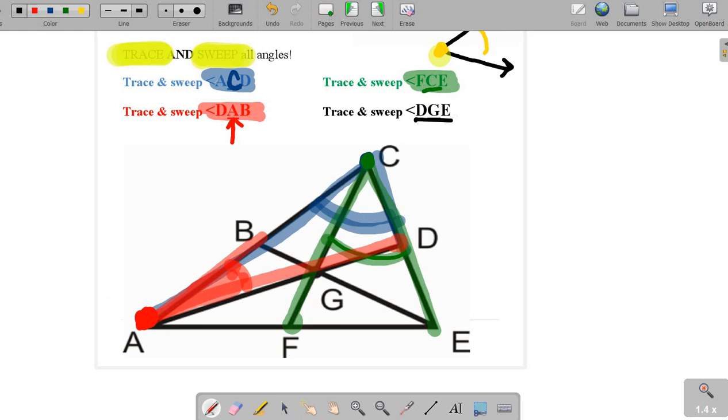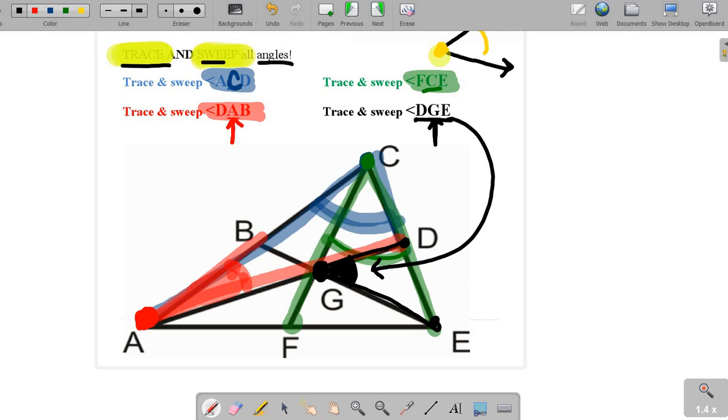Last one, angle DGE. Ready? Start at D, go to G, go to E. Stop, sweep. You always sweep at that middle letter, which is the vertex. Slang, I'll call it the hinge. So angle DGE is this angle right here in black. We always use 3 letters with angles, and you always trace and sweep the angles.